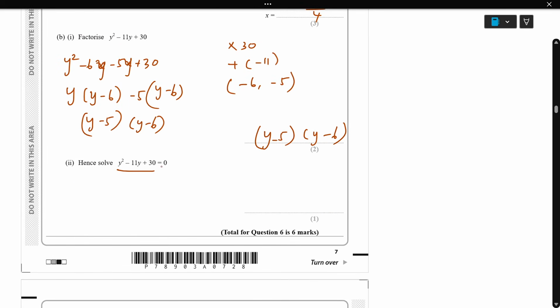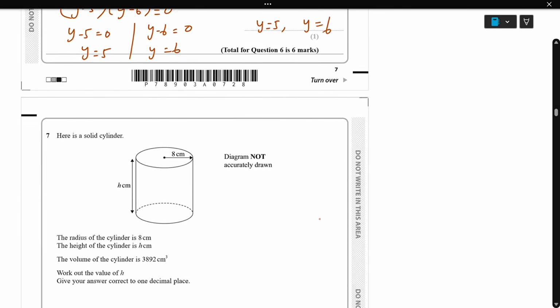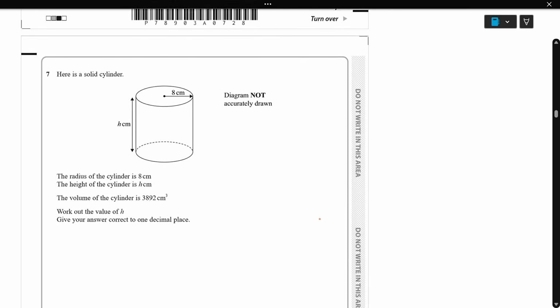And next, the same equation we need to solve. So the factors we can write as (y minus 5) times (y minus 6) equal to 0. So we can write separately y minus 5 equal to 0 or y minus 6 equal to 0. From here y equal to 5 and y equal to 6. The final answer: y equal to 5, y equal to 6.